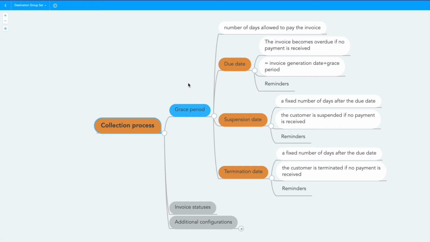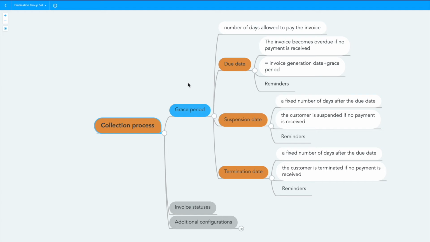Okay, why can't the due date be set directly? Why do we need this grace period instead? Because we don't know the invoice generation date in advance. It can vary depending on the system load, and if a customer has a monthly billing period, for example, and the invoice is expected on April 1st, it doesn't necessarily mean that the system will dispose of enough resources to generate the invoice on April 1st, especially if we have thousands of customers.